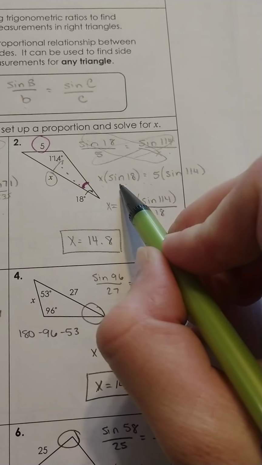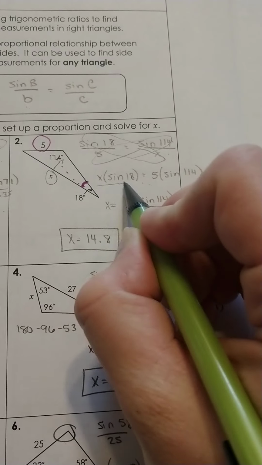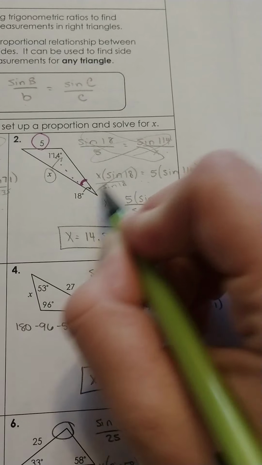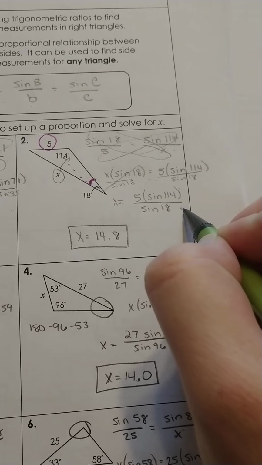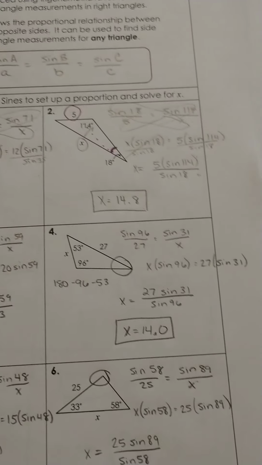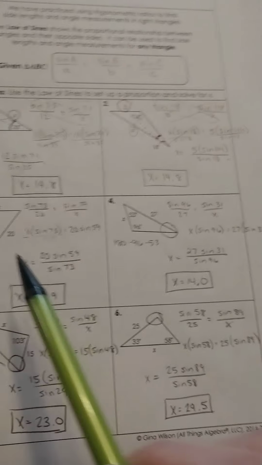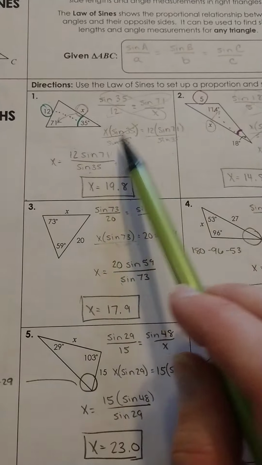What is the opposite of multiplying by sine of 18? Dividing by sine of 18. So you divide on both sides, it crosses out over here, carries over here. You type this into the calculator, you get 14.8. So these are, for the most part, really repetitive. So we are going to skip number 3 because number 3 is the same as numbers 1 and 2.